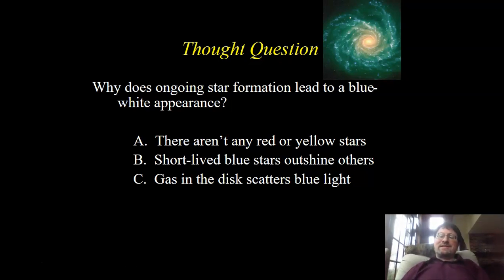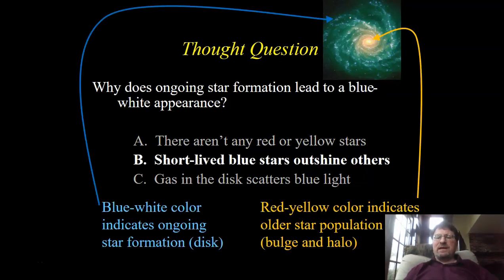Okay, well, the answer is not A. There certainly are red and yellow stars in the disk of the galaxy, because when you make stars, you make stars of all types. The idea, though, is that even though there are many red and yellowish stars in the disk, the blue ones are so many orders of magnitude brighter that they outshine the others. The answer here is B. Those red and orange stars in the bulge, those are because the bulge stars are old.